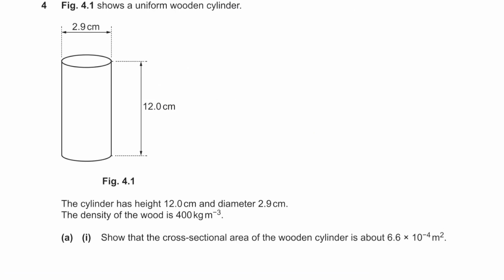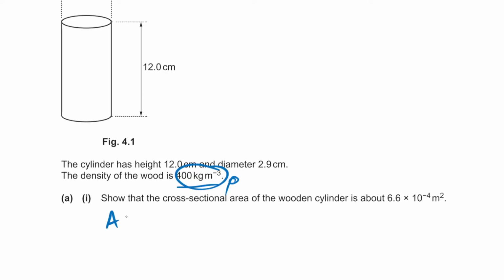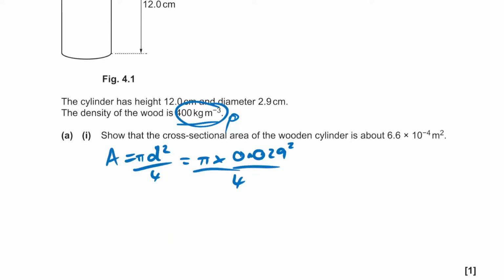Question 4, we have a wooden cylinder, we have a height, diameter, we have the density as well. Show the cross-sectional area of the wooden cylinder is about that. Okay, so we know that the area is equal to pi d squared over 4. So that is pi times 12 centimeters. Oh no, 2.9, whoops. So 0.029, so that's to be meters. Don't know why I did that. Squared, I'm making a mess of this, aren't I? Divided by 4. And sure enough, that does give us 6.6 times 10 to the minus 4.